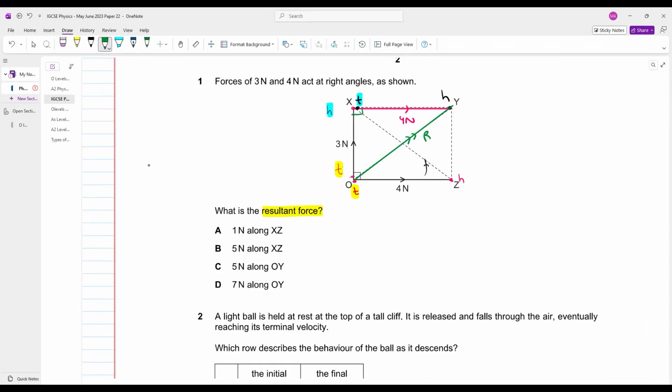What will this be equal to? How will you find the resultant vector? Square root of 3 squared plus 4 squared. Your resultant vector comes out to be 5 Newton along line O. Y. C is your answer. What did the resultant vector come out to be? 5 Newton along line O.